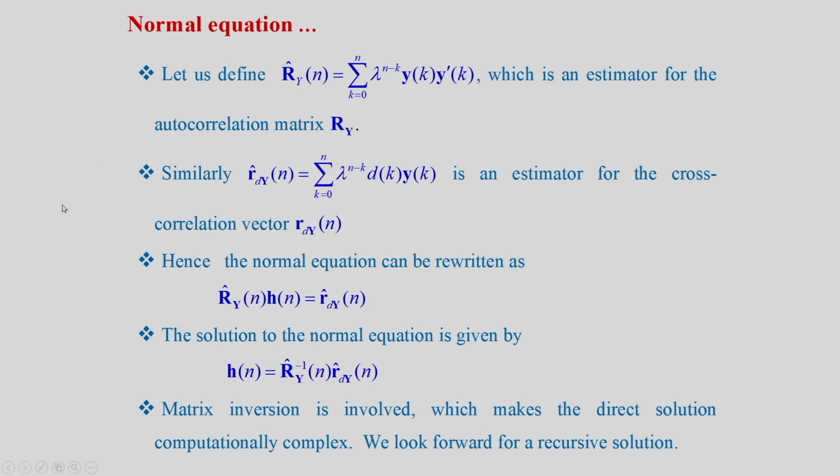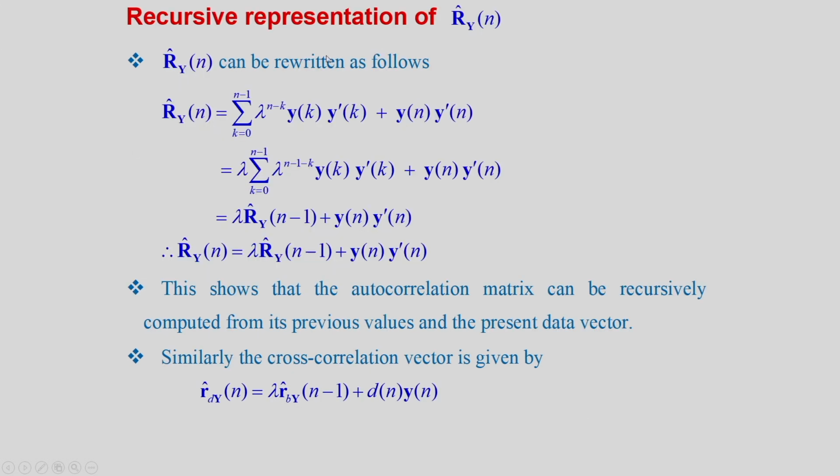So, here the filter coefficients are to be obtained by matrix inversion. We have to invert the estimated autocorrelation matrix. Here matrix inversion is involved, which makes the direct solution computationally complex, because finding the inverse of a big matrix is computationally very complex. We will look for a recursive solution. First, we will see the recursive representation of R y hat n.